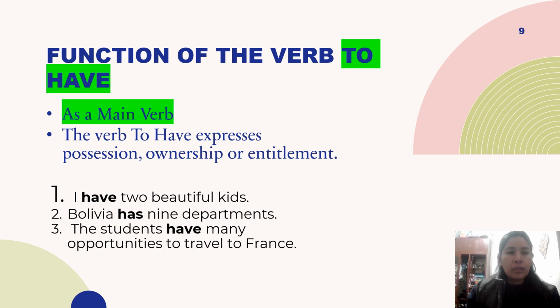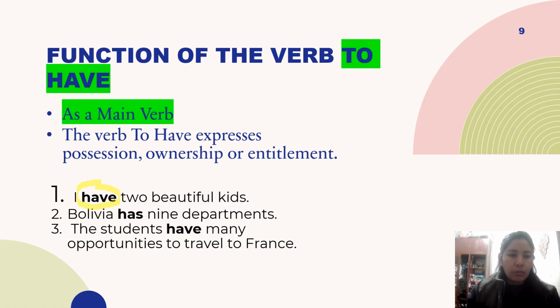And the last, the function of the verb to have. As a main verb, the verb to have expresses possession, ownership, and entitlement. For example, for possession, I have 2 beautiful kids. Have represents the main verb for possession.